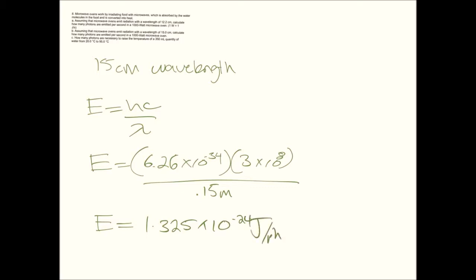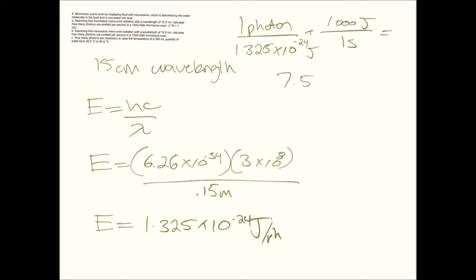And we'll do the same thing as before. One photon emits 1.325 times 10 to the negative 24 joules. In the 1000 watt microwave oven, so 1000 joules per 1 second, and that gives us 7.54 times 10 to the 26 photons per second. And that is the end of part B.